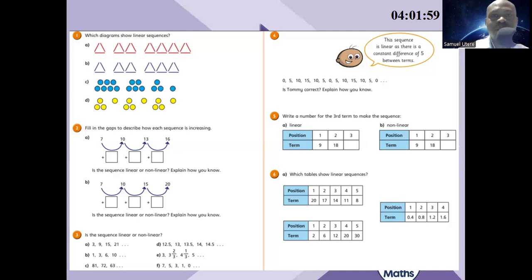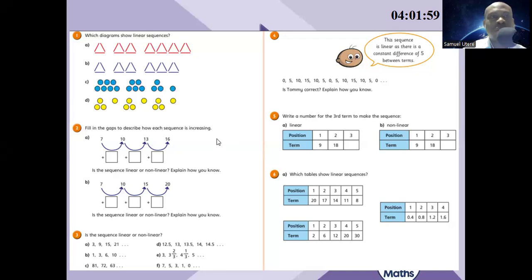Okay, let's check our answers. So for the first one, you were asked which diagrams show linear sequences. So you only needed to pick the ones that show linear sequences. Now remember, what we said is it's actually easier to write the numbers of the objects you see in the diagram, to write them on there, and then that way you can check whether the sequence has a constant difference, whether the numbers are changing by the same amount every time. Okay. And then for this one, you were asked to complete it by writing the missing numbers.